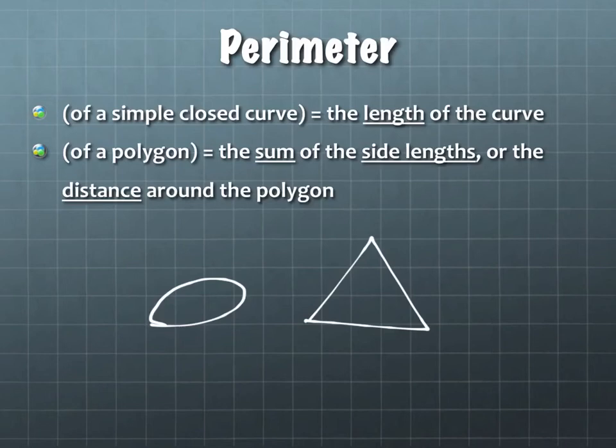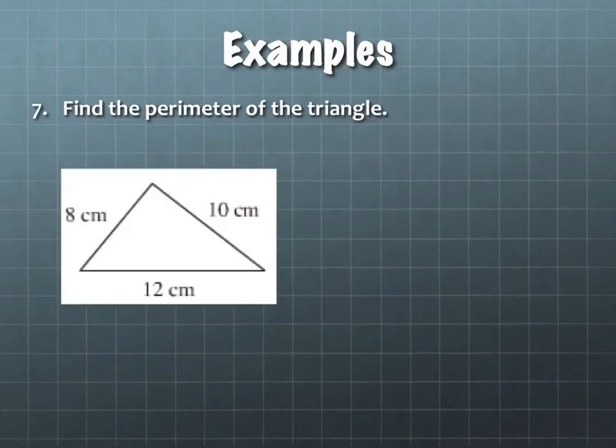What you can imagine is taking a string and laying the string down along the edges of the shape, and then unraveling the string and measuring it from end to end. That's what perimeter is. It is a linear measurement because it's a distance, but it stretches around an object. So the first one we're going to do is a triangle. What's the perimeter of this triangle?